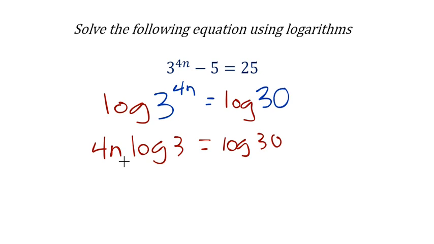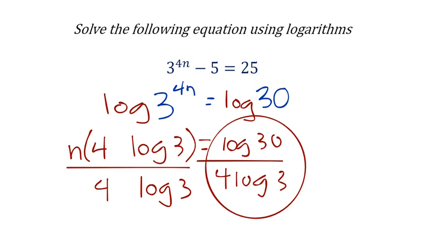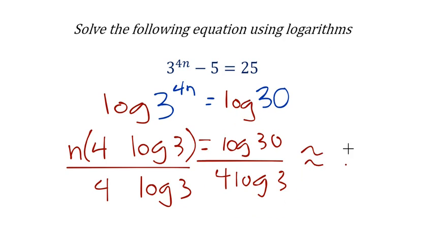So there's a couple things you could do here. I would just pull the n out front. And if you notice, n is being multiplied by this whole thing. You can actually just divide by that whole thing in one fell swoop. 4 times log 3. And if we were to evaluate this, we would get roughly 0.774. So I'll put the little approximate 0.774.